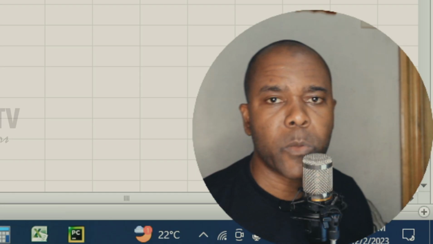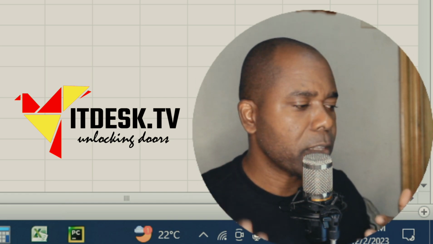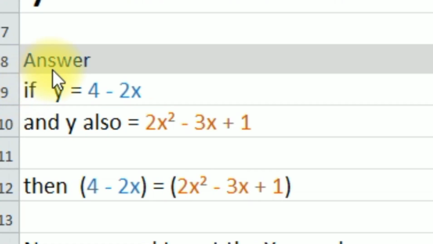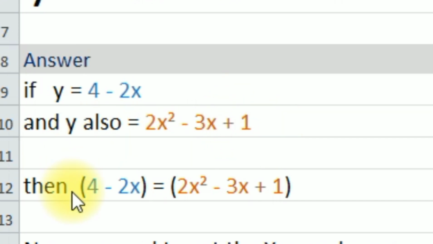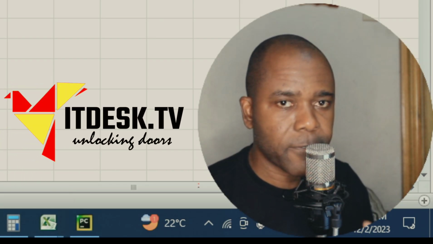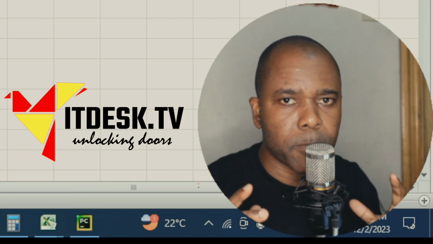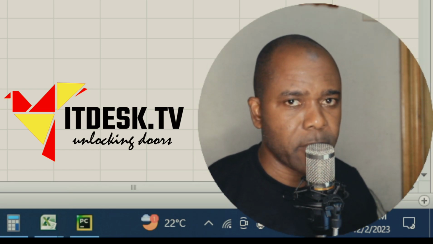All right? So the first thing we want to do in these types of equations is get rid of the y, because we need to solve the equation. So if y equals 4 minus 2x and y also equals 2x squared minus 3x plus 1, then this is how we remove the y: 4 minus 2x in parentheses equals 2x squared minus 3x plus 1. So that's how we get rid of the y. You have to do that first, because the aim of this process is to simplify the equation all the way down so we can figure out what the value of x is.